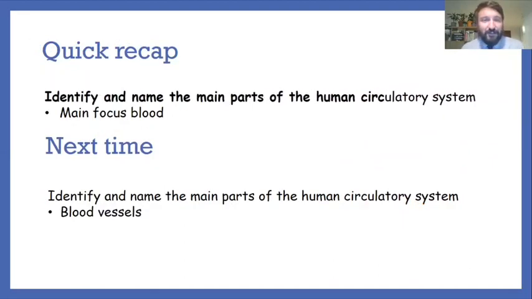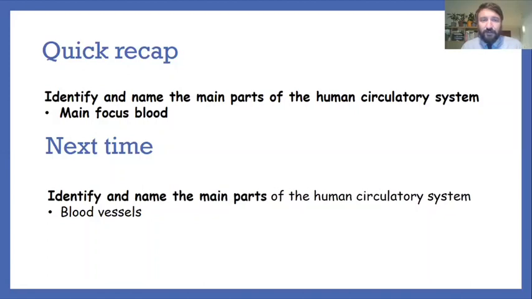Okay, so a quick recap. We have continued our journey through the human circulatory system with the main focus of blood today. Hopefully you should be able to recall, we looked at the 4 key elements that make up blood. That was plasma, red blood cells, white blood cells, and platelets. Okay, next session, we will be looking at how blood moves around the body, and we will have a main focus of looking at blood vessels in our continuation of the circulatory system.